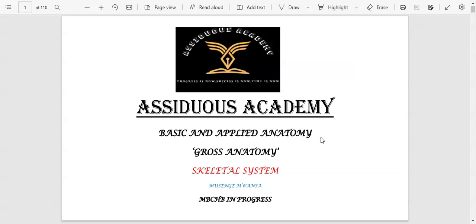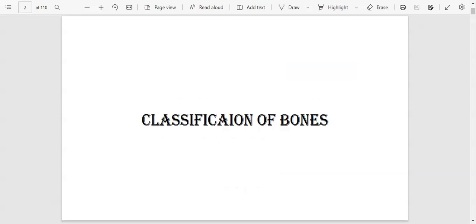Assiduous Academy back here with basic and applied anatomy, the component gross anatomy, and we're going to be looking at the skeletal system. And in today's class, we're going to start with looking at the types of bones.